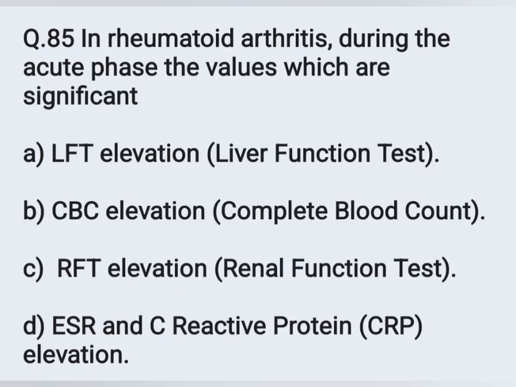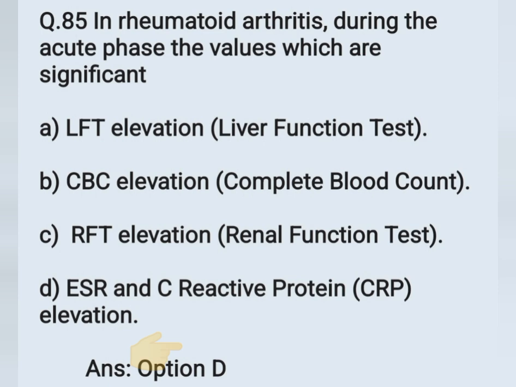And the next question, number 85. In rheumatoid arthritis, during the acute phase, the values which are significant. Options: option A, LFT elevation. Option B, CBC elevation. Option C, RFT elevation. Option D, ESR and C-reactive protein elevation. In rheumatoid arthritis, there will be increased ESR and C-reactive protein. So option D is the correct answer. ESR and C-reactive protein elevation.